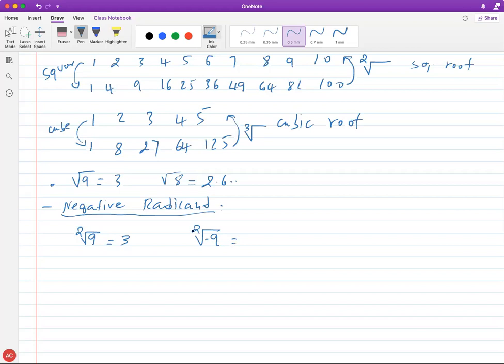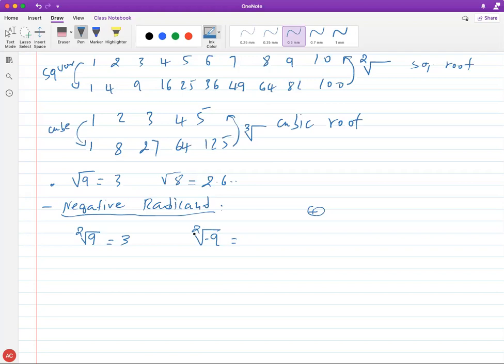What number multiplies by itself to get negative 9? Can you multiply a number by itself and get a negative? It is not -3. So whenever you multiply a number by itself, the result will always be positive.